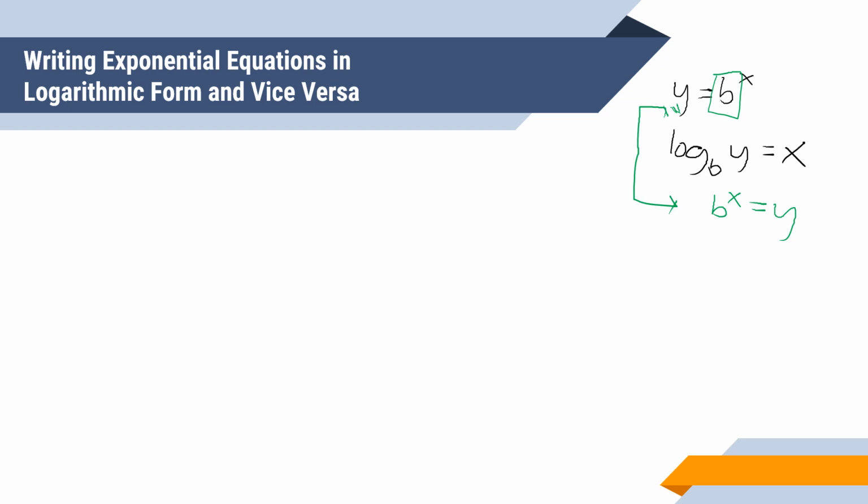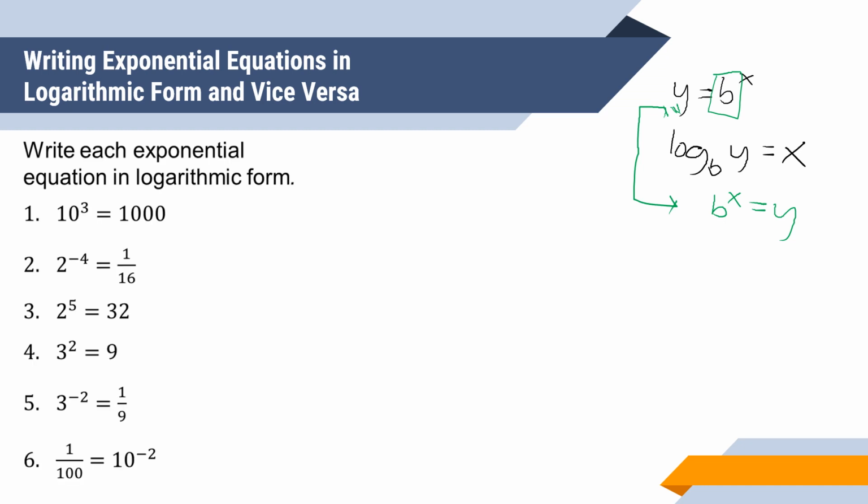So, let's have some examples for us to better understand the concept. I have here a series of exponential forms, and our goal here is to rewrite them to their corresponding logarithmic form. We have here 10 cubed is equal to 1000. In this example, our base is 10. 3 is our exponent, and this is our equivalent.